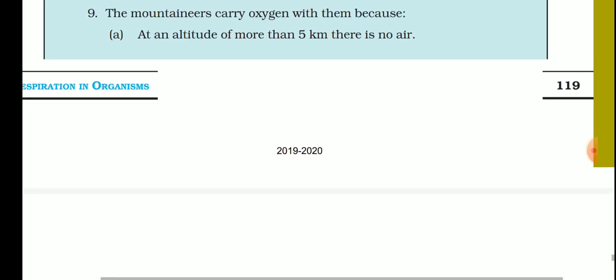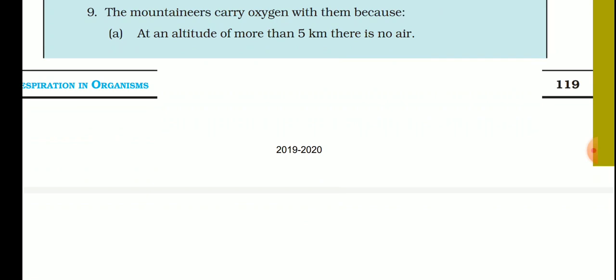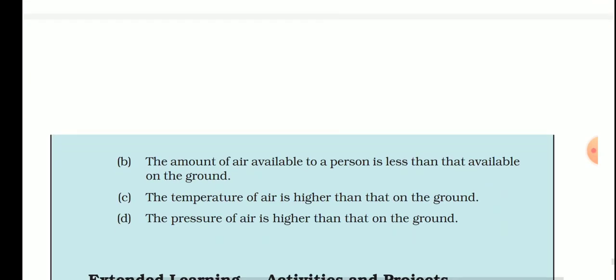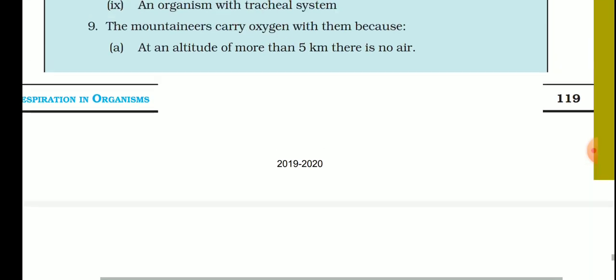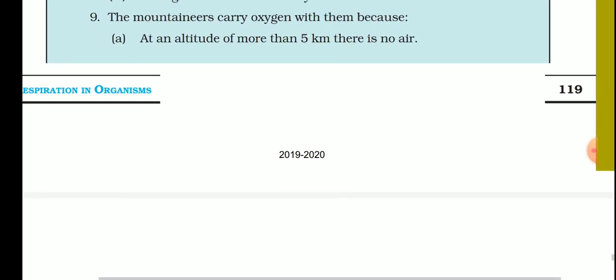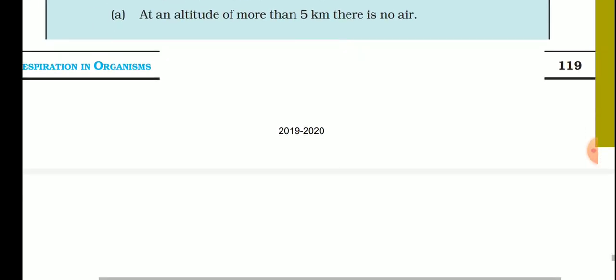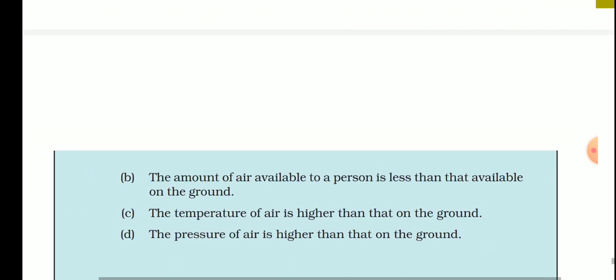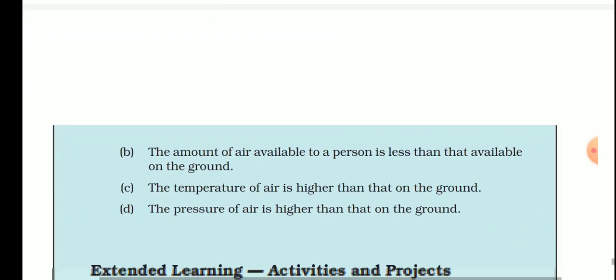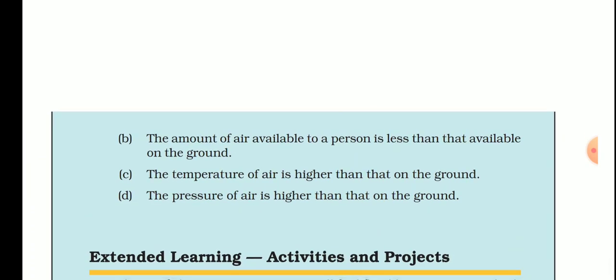Question number 9. The mountaineers carry oxygen with them because: A, at an altitude of more than 5 km there is no air; B, the amount of air available to a person is less than that available on the ground; C, the temperature of air is higher than that on ground; D, the pressure of air is higher than that on the ground. The question is asking why mountaineers carry oxygen with them. Correct option is B, the amount of air available to a person is less than that available on the ground.